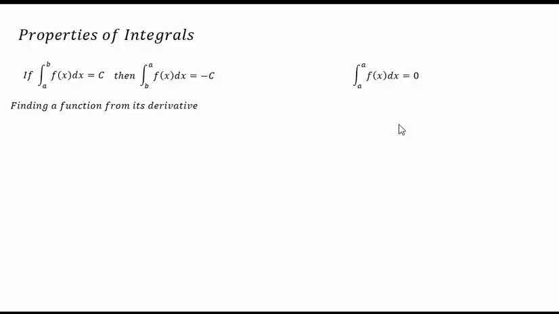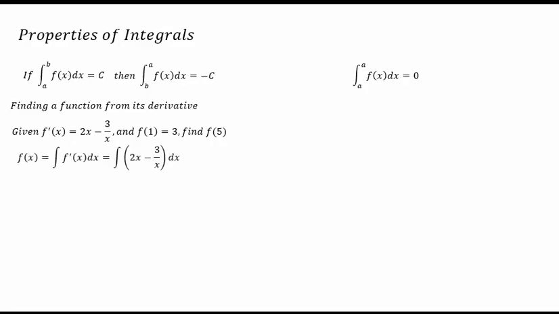Okay, now finding a function from derivatives. Say that I gave you a function f prime of x is 2x minus 3 over x, and also given f(1) is 3. So you need to find f(5). To get f(5), first you need to see what f(x) is. To get f(x), we need to integrate f prime of x. So f prime was 2x minus 3 over x.